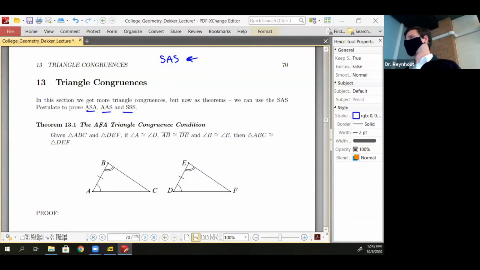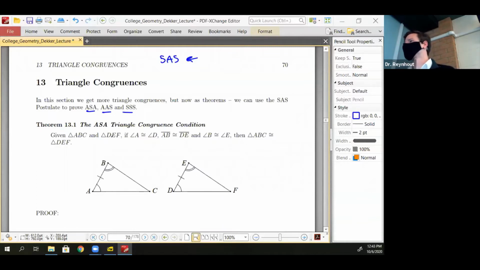So the first one that we approach, angle, side, angle, there's only two ways that we could prove it. We could either prove that every angle is congruent and that every side is congruent, which would give us the definition of congruence, or we can use the side, angle, side axiom. So we'll use the side, angle, side axiom to help us out in several of these. So the angle, side, angle, triangle congruence condition.